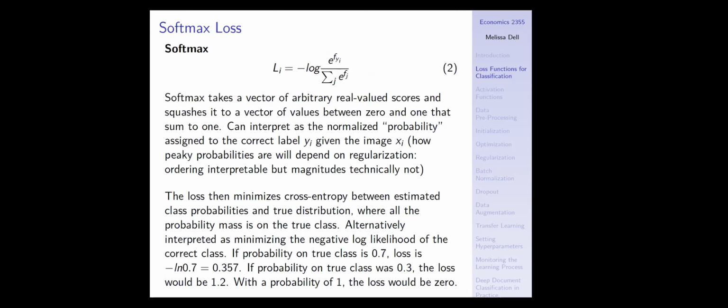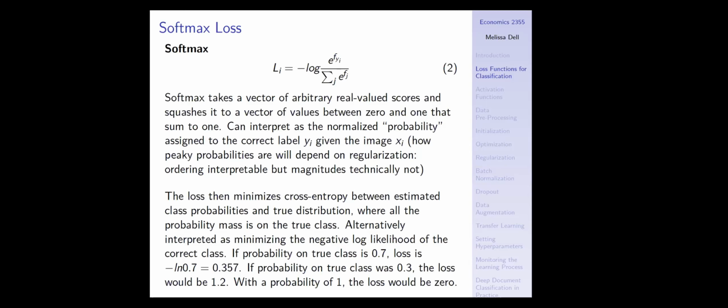Okay. So the second loss function that people use for image classification, and also for a lot of other tasks, we'll see this a lot with NLP as well, is Softmax. And so essentially, the Softmax function takes a vector of any arbitrary real valued scores, like the one that we saw in the last example, and it squashes that vector to values between 0 and 1 that sum up to 1. And so, loosely speaking, you'll see people interpret this as the normalized probability assigned to the correct label, given an image xi, and assigned to each of those incorrect labels.